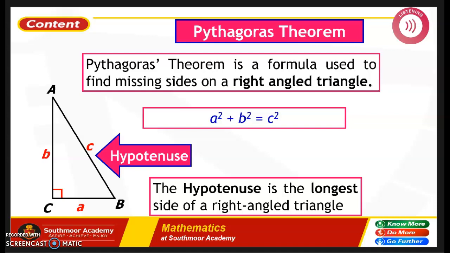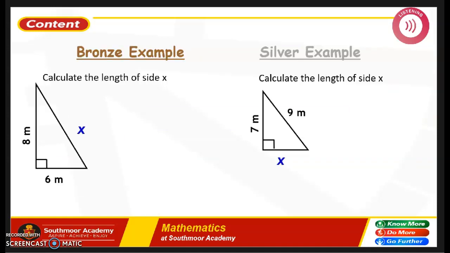So our bronze example, I would like you to make sure you've got the bronze example either copied down or in front of you. So we need to calculate the length of x. Now, x is the hypotenuse, it's the longest side, okay? It's opposite the right angle. So when we're trying to work out this side here, we need to square the two numbers and add them together.